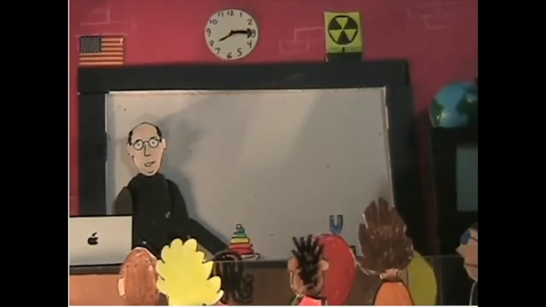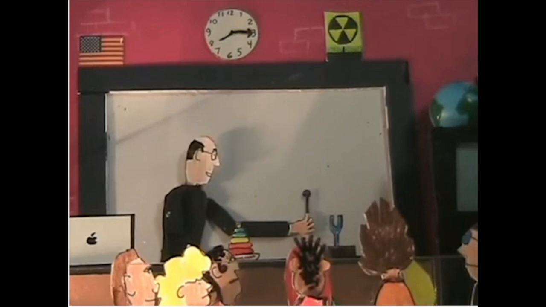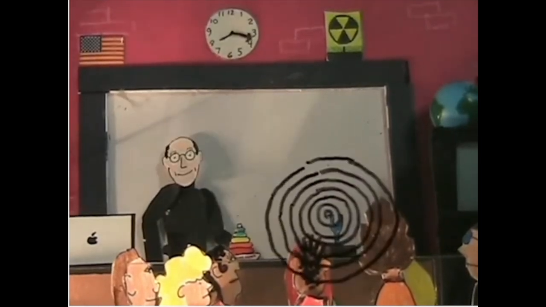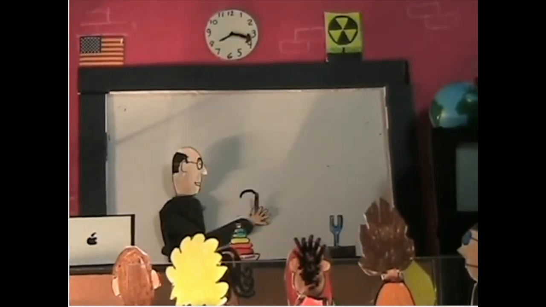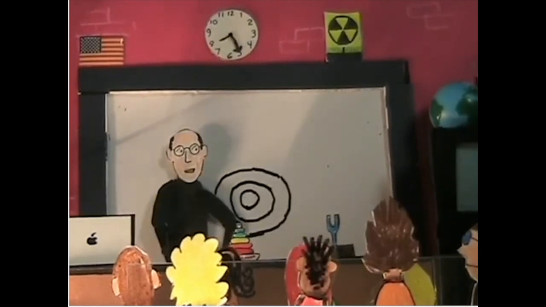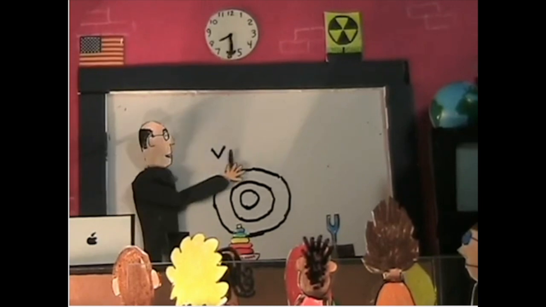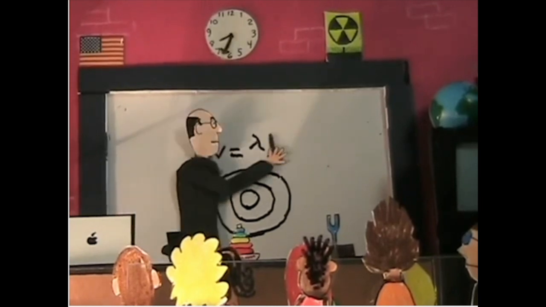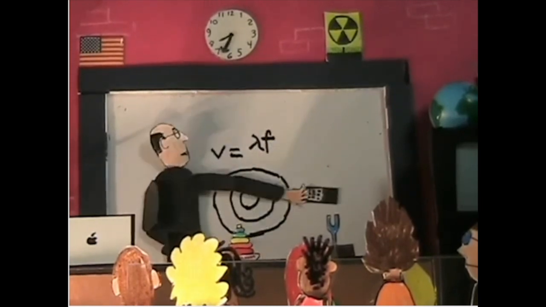I strike the tuning fork, and the oscillating prongs set up a sound wave. Longitudinal spherical waves are created, where the speed is equal to the wavelength times the frequency. What if the source of the sound moves?